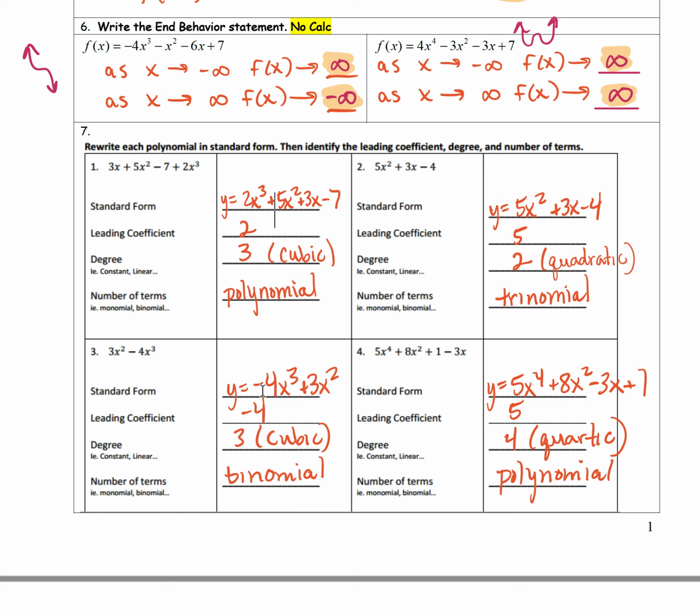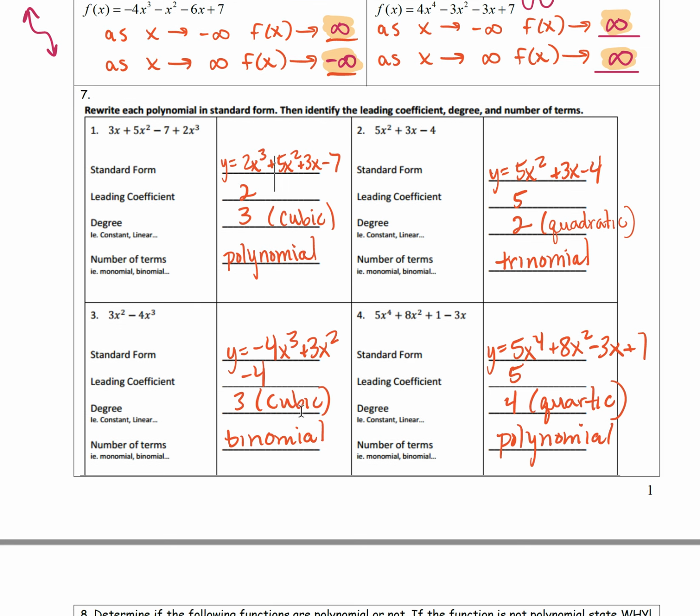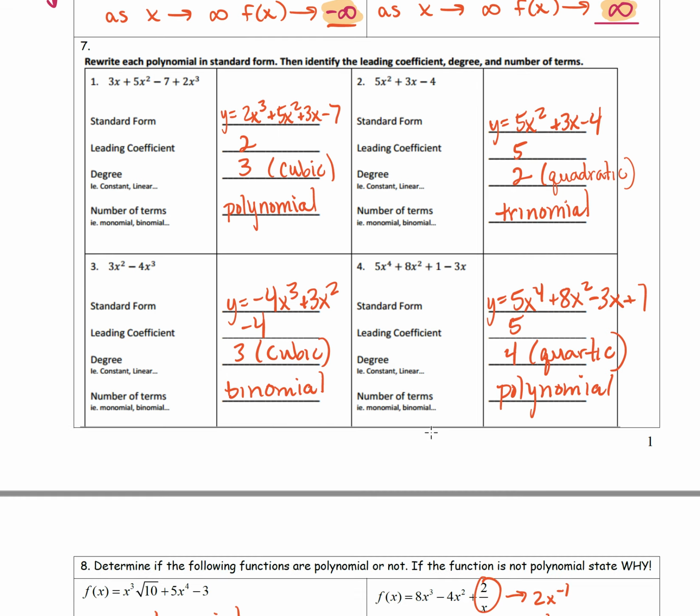Over here, standard form, negative 4. It's a cubic, it's degree 3, it's a binomial because it's 2 terms. It's degree 4, it's a quartic. The leading coefficient is 5, the constant is a 1. Over here the constant would be a 0, here the constant would be negative 7, here the constant would be negative 4. Remember, our constants are our y-intercepts. And again, since it's 4 terms, it's just a polynomial.